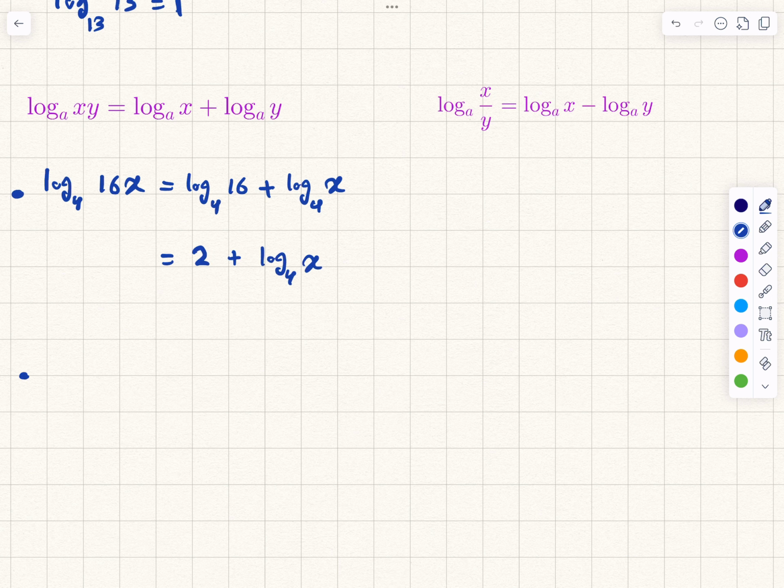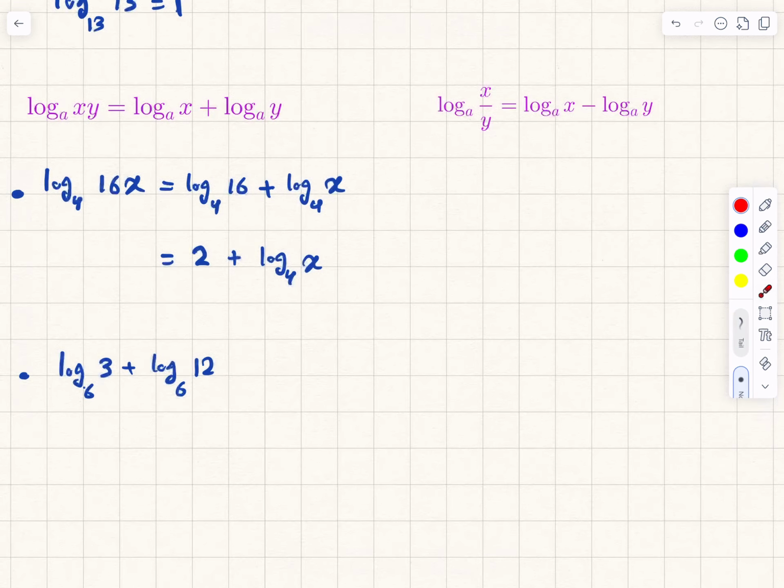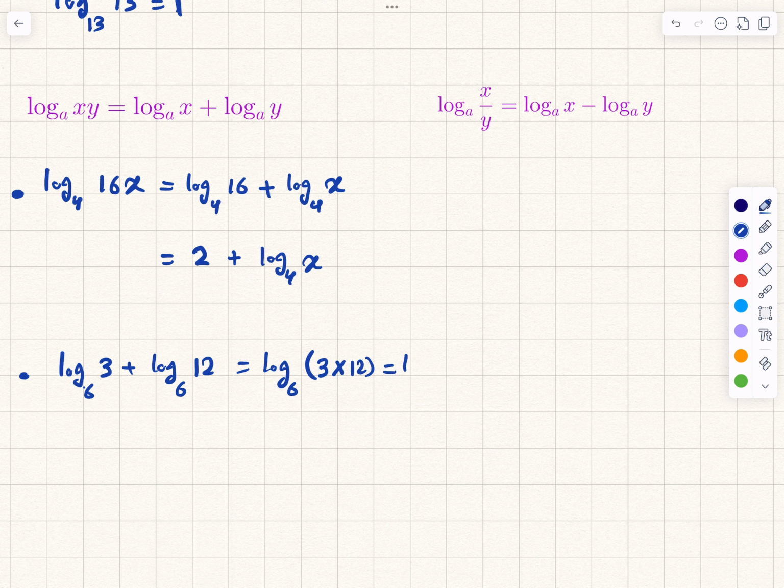Another example here, we can also work on the same property but backward, like this. For example, let's say that we have log base 6 of 3 plus log base 6 of 12. Here, I have this side already addition. So using this property, going backward, it can be written as log base 6 of 3 multiplied by 12, which is log base 6 of 36, and that will be 2, because we know that 6 to the power of 2 will be 36.